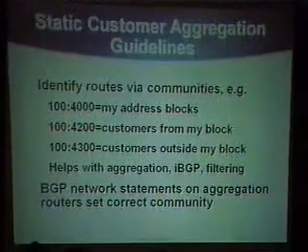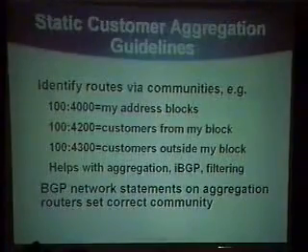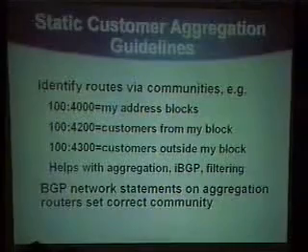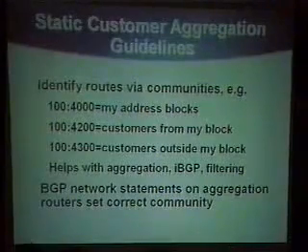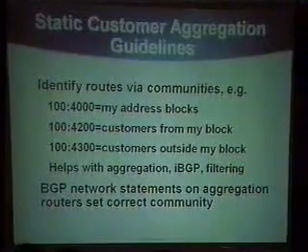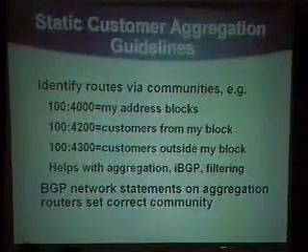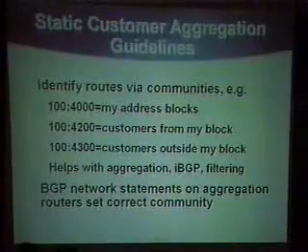100:4200: customers who've got address space from your block. 100:4300: customers who get address space that's not part of your block. So address space could be their own address space, legacy address space, whatever. Okay, but they're not part of your block. All this will help with aggregation, IBGP, and filtering.